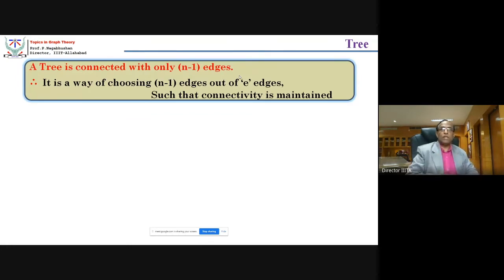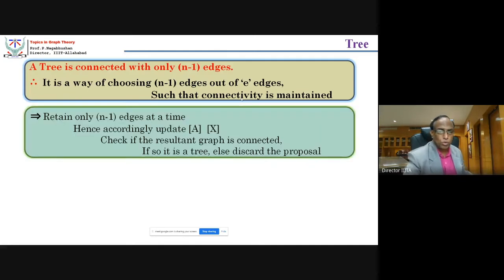Recall, that was one of the very first assignments that you did: how to check the connectivity in a graph, whether the graph is connected or not. That is the algorithm that you have to re-employ here to check whether the connectivity is maintained or not. It is very simple. Choose a subset of n minus 1 edges out of e edges, and then check whether the connectivity is maintained or not. Therefore, it is a two-stage algorithm.